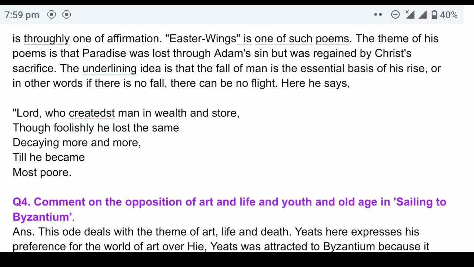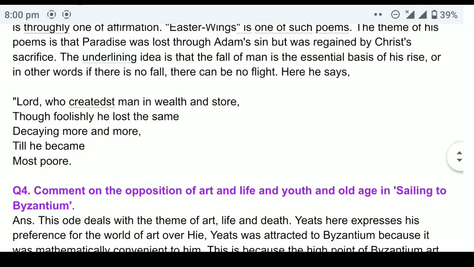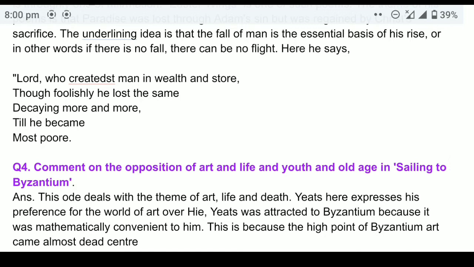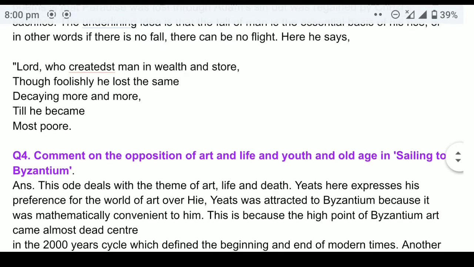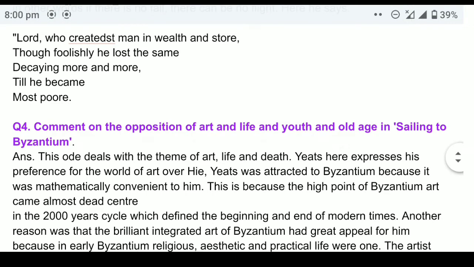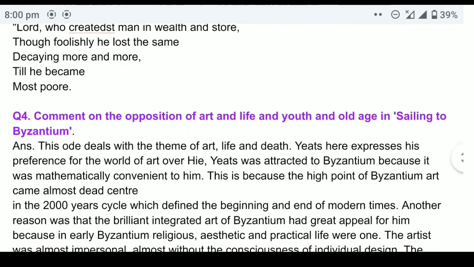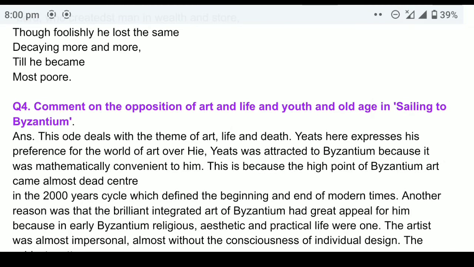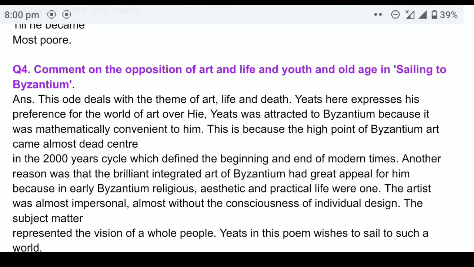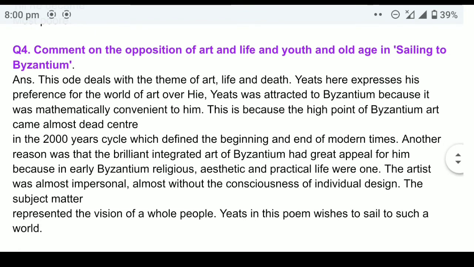Easter Wings is one of such poems. The theme of the poem is that paradise was lost through Adam's sin, but was regained by Christ's sacrifice. The underlying idea is that the fall of man is the essential basis of his rise, or in other words, if there is no fall, there can be no flight. Here he says, "Lord, who createdst man in wealth and store, though foolishly he lost the same, decaying more and more till he became most poor."